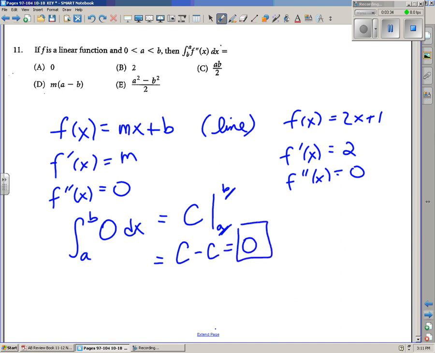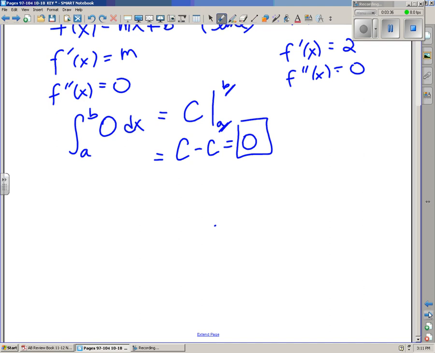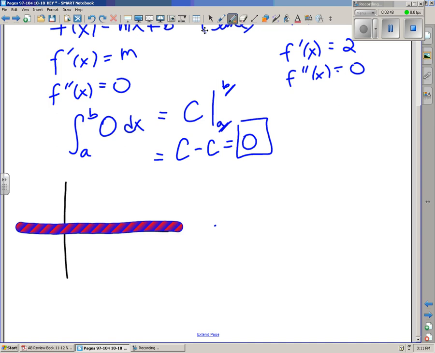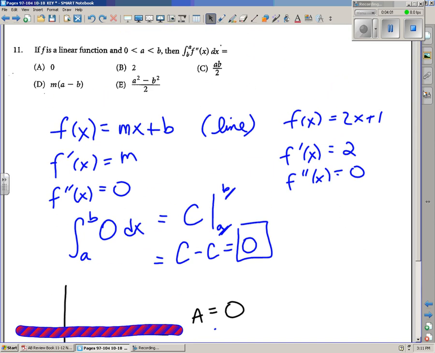Probably an easier way to look at this number is this is the area underneath the curve of the graph of y equals 0. Y equals 0 just is the x-axis. So what's the area between the x-axis and itself from a to b? Well, the area is just 0. There's no area because the x-axis and the graph are synonymous. So our answer is choice A, 0.